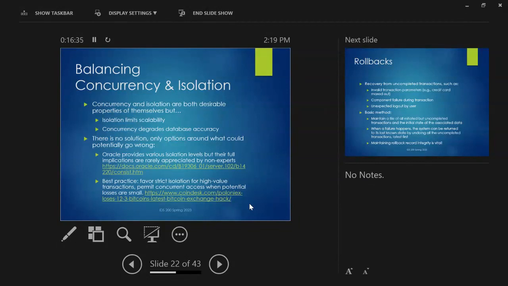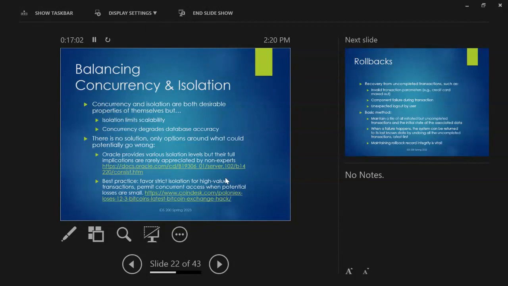Now, there is no solution to this problem, right? You have to pick one or the other, or some balance between the two, but you can't have both. It is an inherent property of concurrency and isolation that to the extent you have isolation, you give up concurrency, and to the extent you have concurrency, you give up isolation. So for Oracle, I've linked to an article here with a bunch of different isolation levels, if people are interested in that. And it talks about the same thing, right?